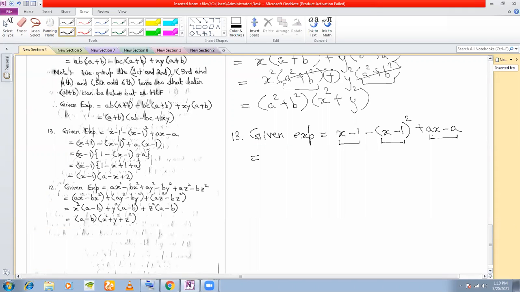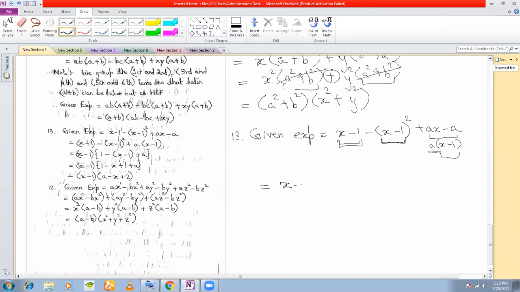A is common between them. If I take out an a from here, what will I be left with? x minus 1. So if I take a common here, I'll get x minus 1 here, here, and also here. So the first step is from the last two terms, I'll take out a common.